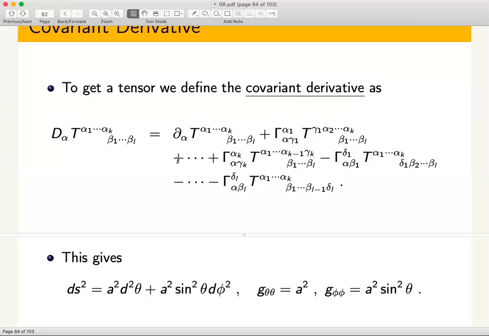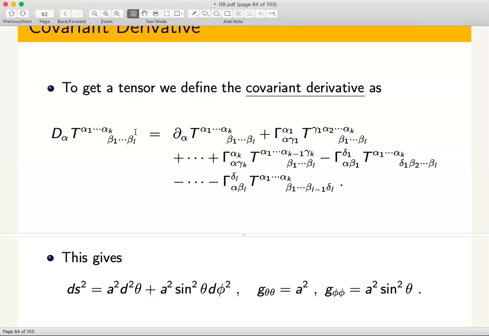You can do it for every such index, and you can go all the way from alpha 1, alpha 2, alpha 3, dot dot dot, all the way up to alpha k. So there are k such terms where gamma is replacing alpha 1 by gamma 1, alpha 2 by gamma 2 in the tensor, one at a time.